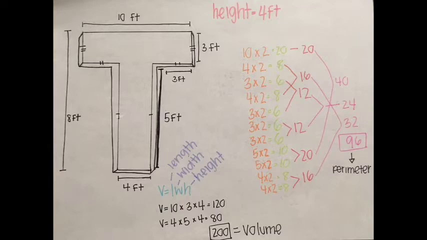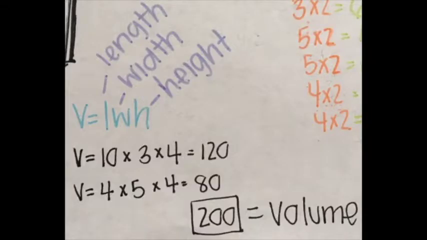In order to find the volume, you must first split the runway into 2 rectangles, then multiply their length times width times height. The volume of the first rectangle being 10 times 3 times 4, and you get 120. The volume of the second being 4 times 5 times 4, and you get 80. You add the two together to get 200 cubic feet.